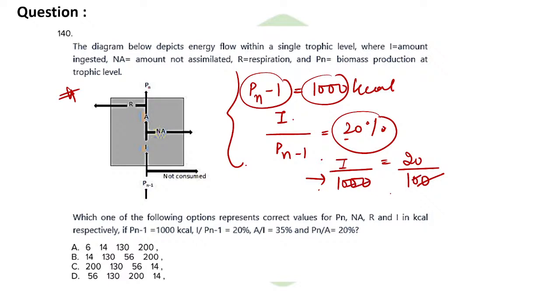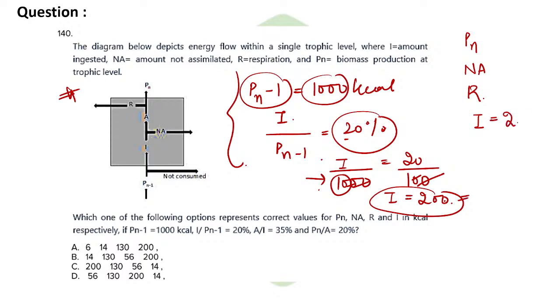If I calculate this, I can find the value of I as 200, 20 into 10, because I cancelled two zeros and only one zero is remaining. I take it on the other side and solve it: I is equal to 20 into 10, which is 200. So you need to find out the value of Pn, Na, R, and I. Over here, I have found the value of I as 200. I have the value of Pn minus 1 as 1000 kilocalories.